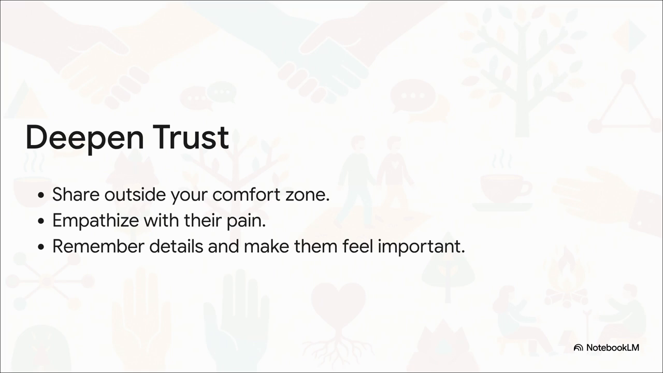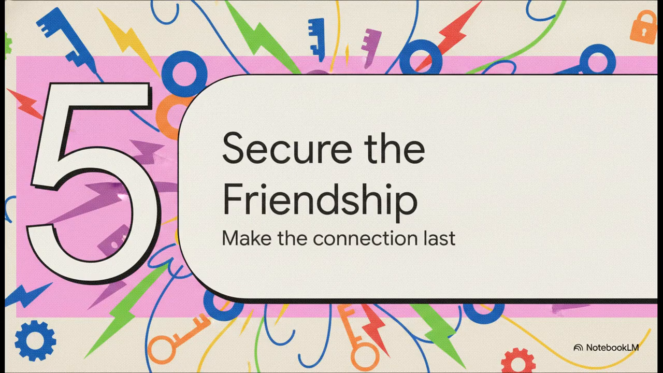Then there's the injury update. Instead of that generic, how are you, ask if anything's been bothering them lately and genuinely empathize if they're having a bad day. And finally, be a side character. Make them feel like a million bucks just by remembering the little details about their lives. Listen and validate. All right, step 5, securing the friendship, making the connection actually last.